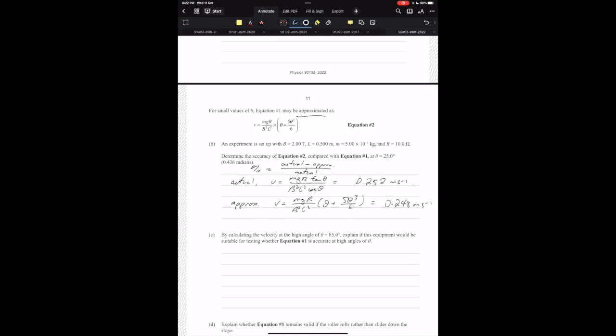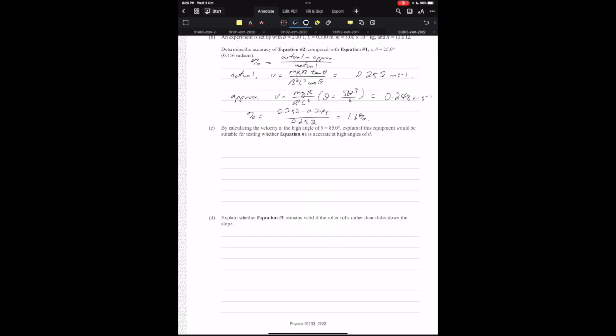Okay, so then the percentage difference is equal to 0.252 minus 0.248, so the actual minus the approximate, divided by the actual, which is 0.252 again. And that gives us 1.6%. So now you know the percentage difference between equation number 2, which is our approximation, and equation number 1, which is our theoretically correct equation, is 1.6%. And basically you can use that percentage to gauge the accuracy of equation number 2 compared with equation number 1.